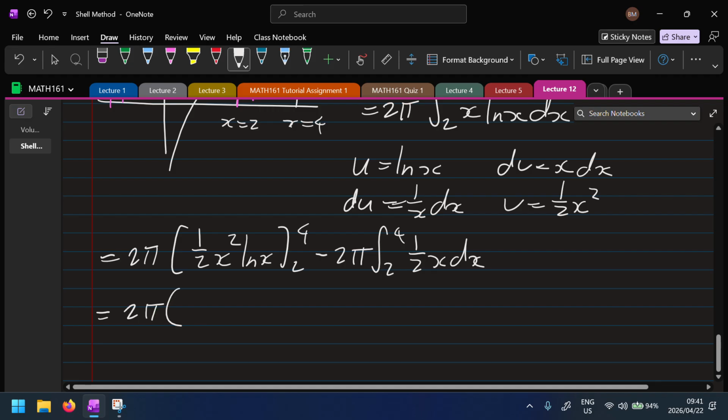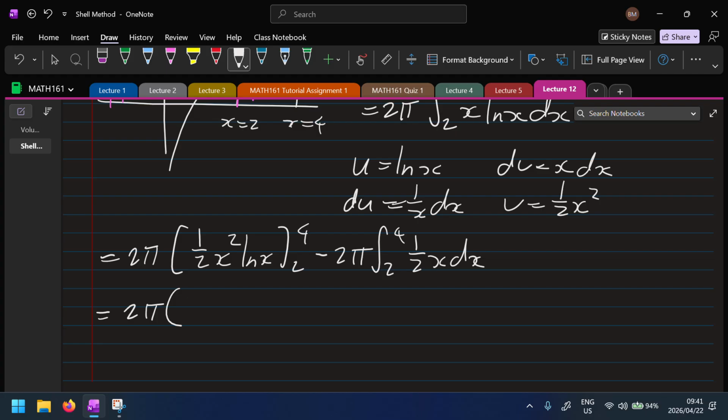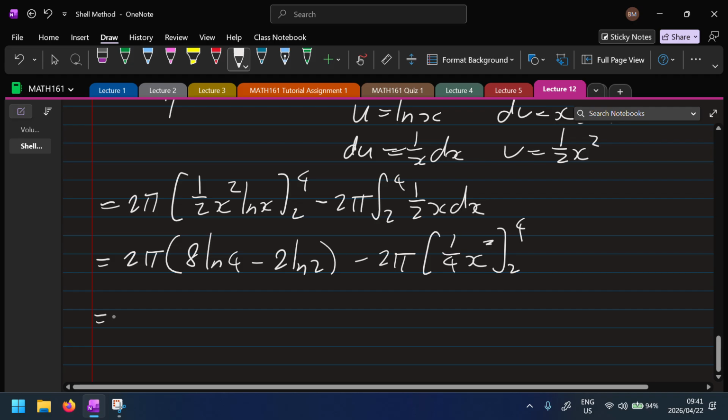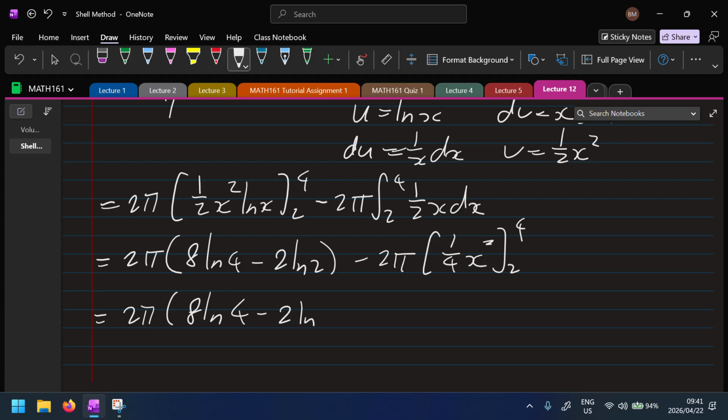Okay, so we get 2 pi. If we substitute 4, we're going to get 4 squared. That will be 16 over 2. So that will be 8 natural log of 4. Minus 2 squared, that will be 4 over 2. So that will be 2 natural log of 2. Minus 2 pi, 1/4 x squared from 2 to 4. So we get 2 pi times 8 natural log of 4 minus 2 natural log of 2, minus 2 pi.